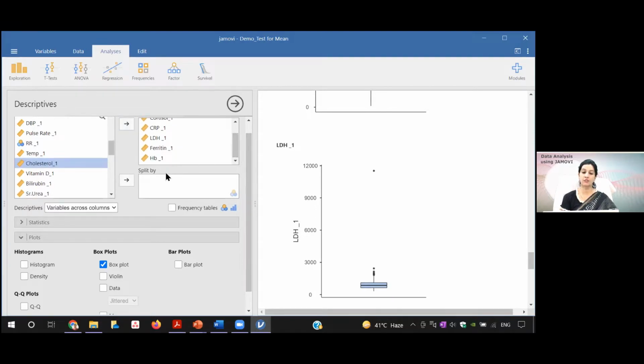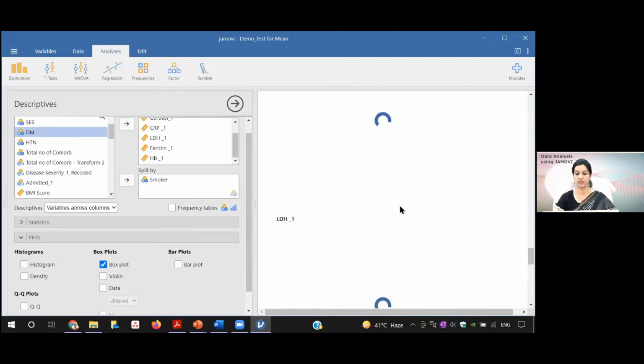Again, the outliers have to be checked, but this has to be checked across the independent variable. So the independent variable in this case was smoker. It has to be split by this, then only you can check. Now you have to check in each and every group.